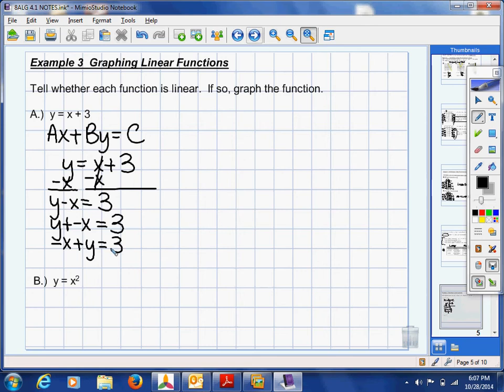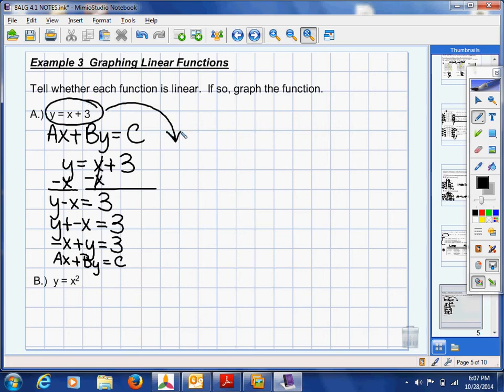And I hope you see the Ax plus By equals C format. A is negative 1. That negative sign in front of the x is actually the number negative 1. B is understood 1. That's the number that's in front of the y. And then C is 3. So this is definitely linear.